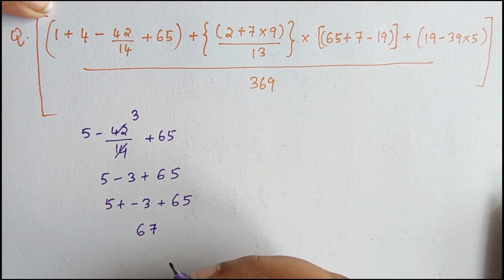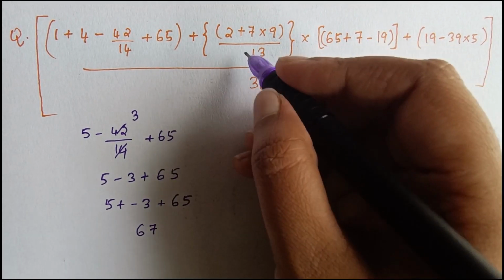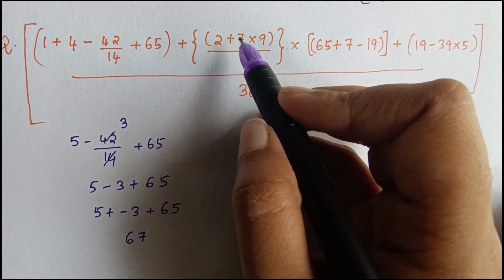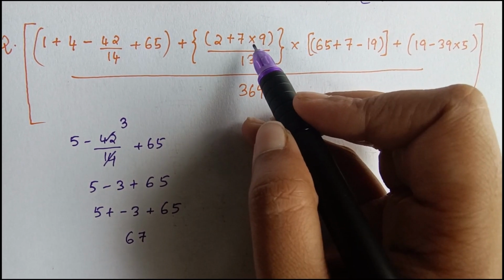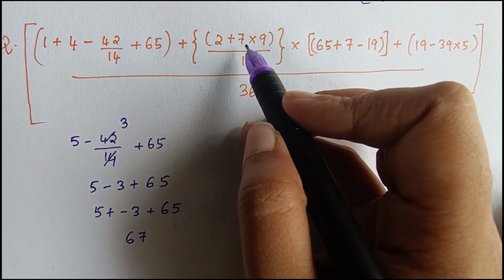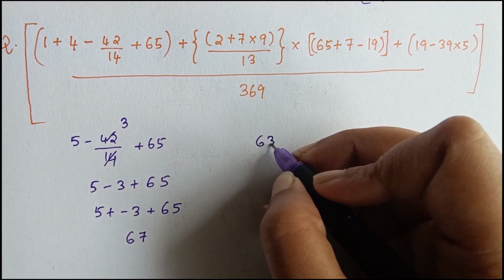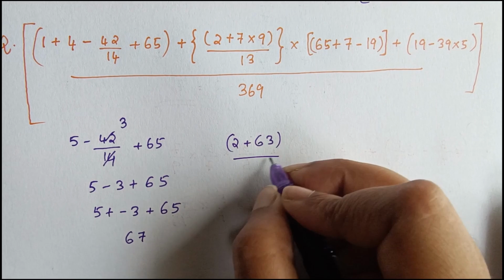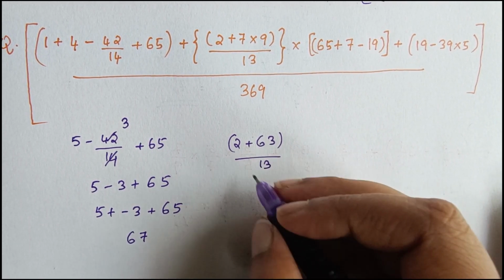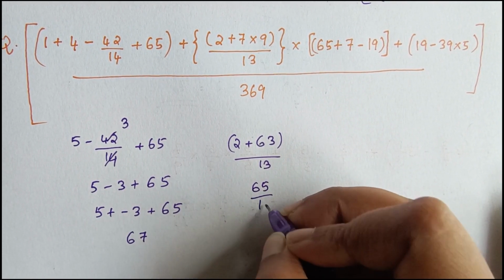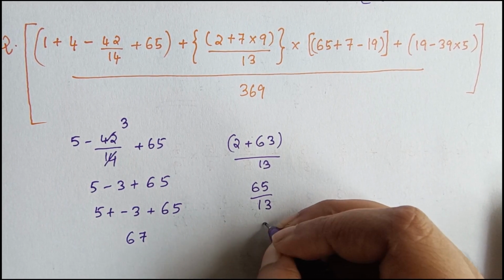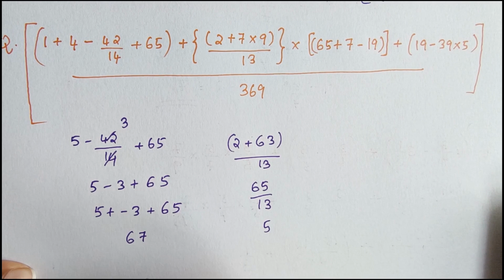Then we have another bracket here: 2 plus 7 into 9. You have multiplication and an addition, so first you solve the multiplication. 9 into 7 is 63, plus 2, divided by 30. That is 63 plus 2 is 65, by 30, and that is 5. So the first bracket is 67, and the next bracket we solved and got 5.